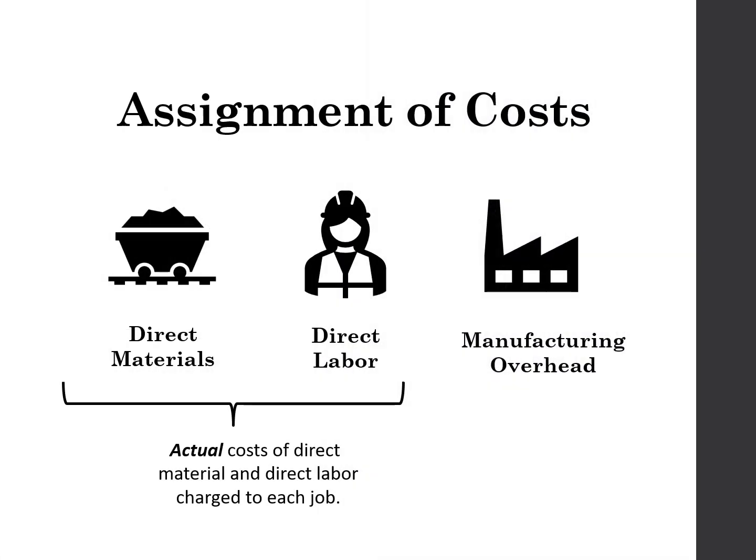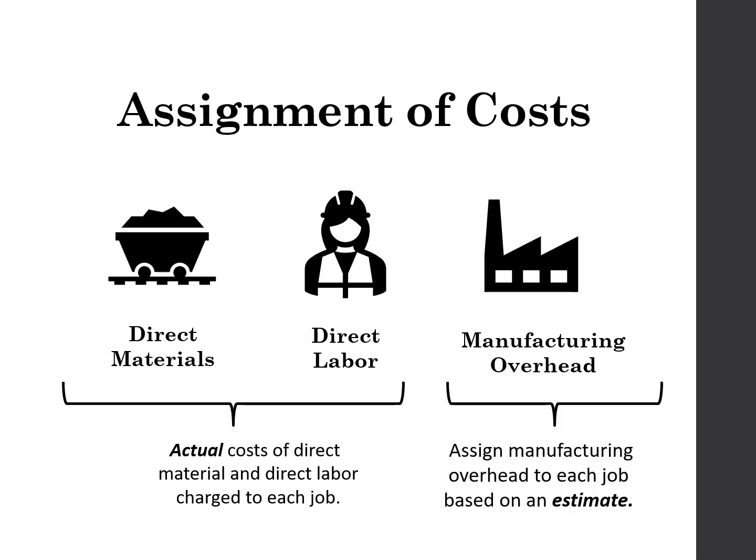Companies charge the actual cost of direct materials and direct labor to each job. In contrast, manufacturing overhead is an indirect cost. As a result, we cannot assign actual cost, but rather we estimate them using a predetermined overhead rate.